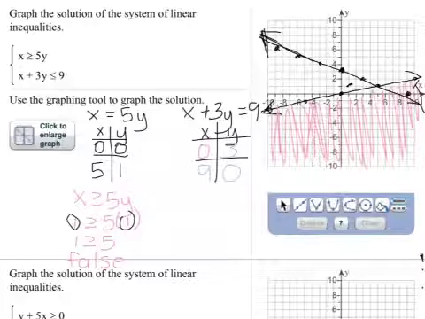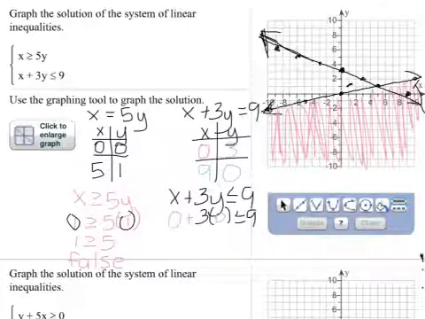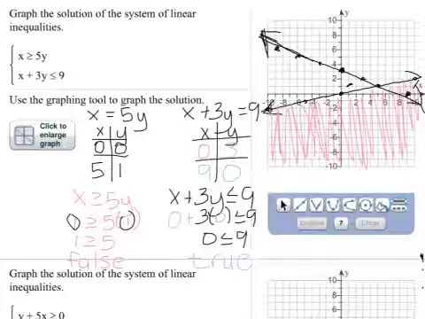Then I'm going to test a point to see whether to shade above that line or below that line. Now this time, because 0, 0 is not on the line that I just drew, I can test 0, 0. So I've set up my inequality, x plus 3y is less than or equal to 9. Now I've substituted 0 in place of x and y, and I'll simplify. When I simplify, 3 times 0 is 0, and 0 plus 0 is 0. So I have the statement 0 is less than or equal to 9, and that's a true statement.